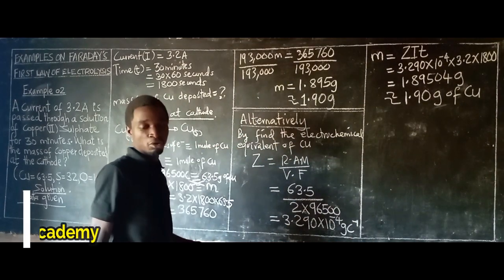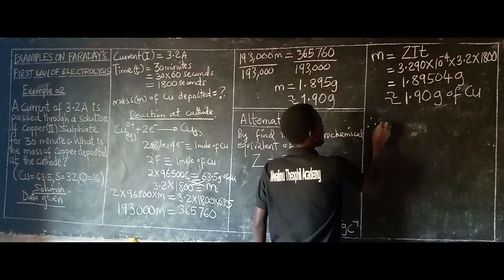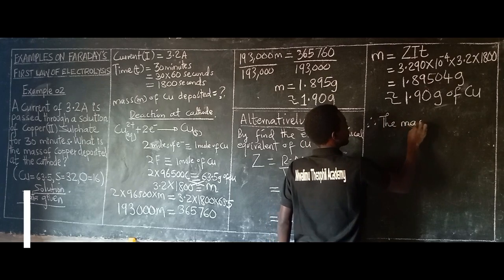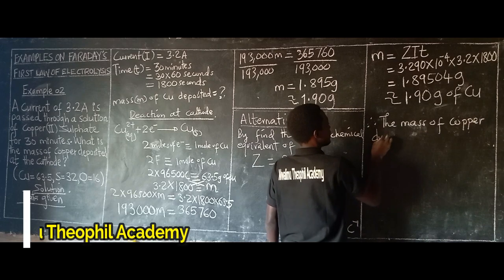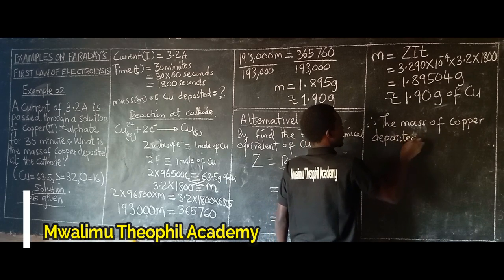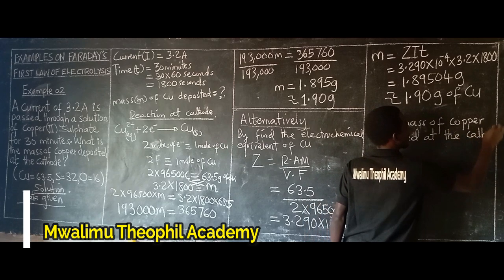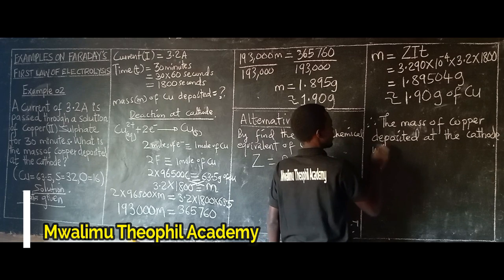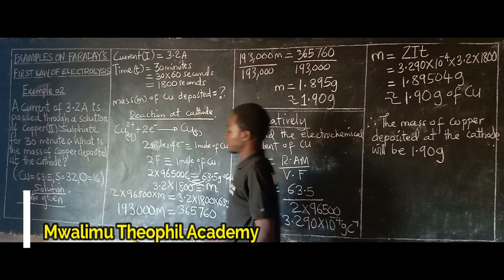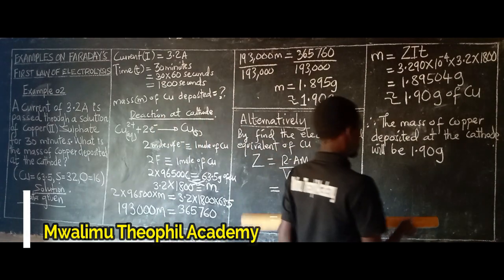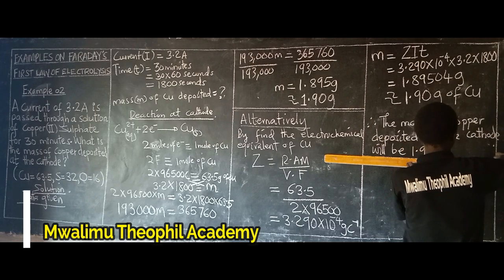So you can find that the values obtained in the alternative and in the first solution are equal. We conclude by saying that the mass of copper deposited at the cathode will be 1.90 gram. Yes, that is the way we carry out various calculations concerning Faraday's first law of electrolysis.